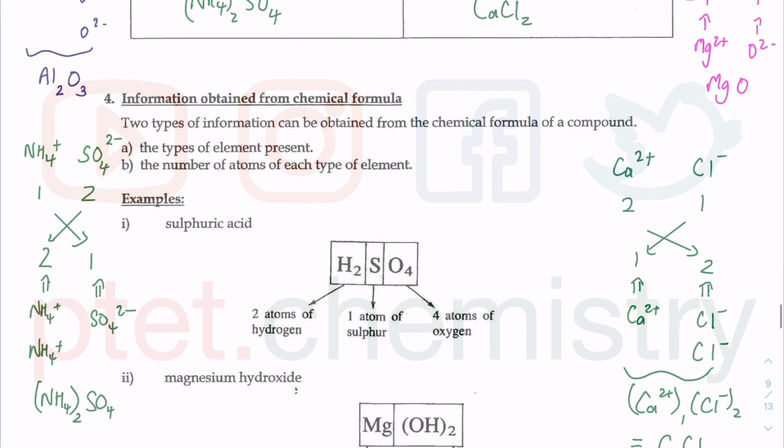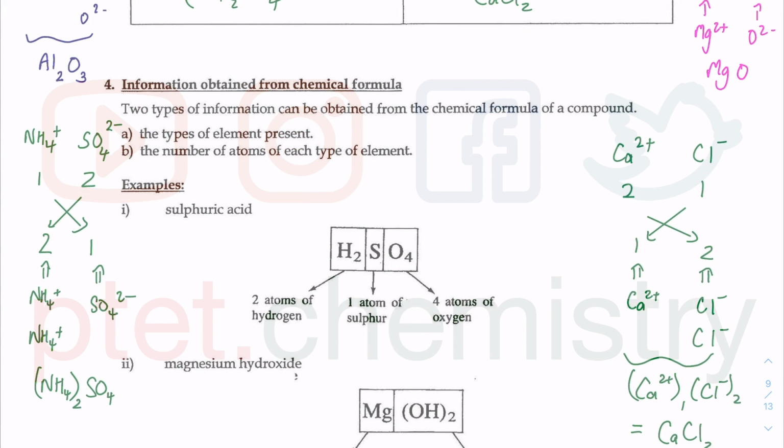Okay. Next up, the information that you can obtain from a chemical formula. Very importantly, these are less likely to be direct questions they can ask you, but you have to know what the formula actually represents when you read a chemical formula. So what are the elements present? All these are chemical symbols of the elements from the periodic table, and then the number of atoms of each type of element. So you read from left to right.